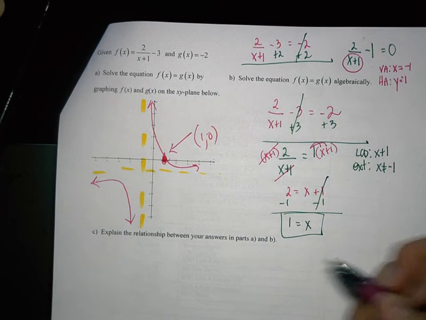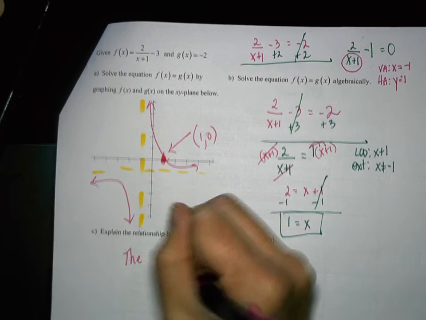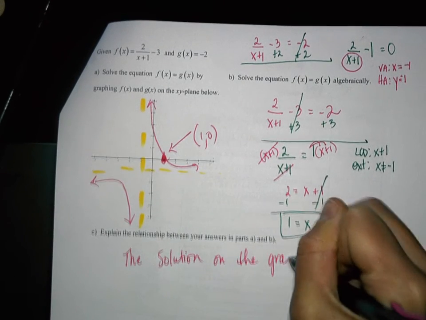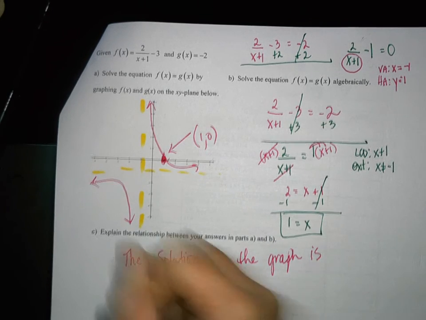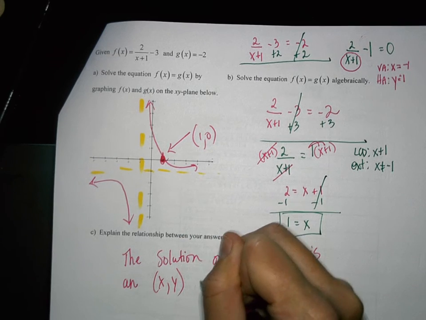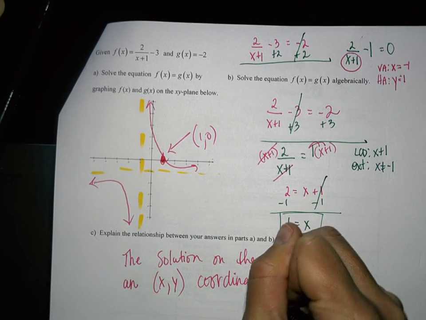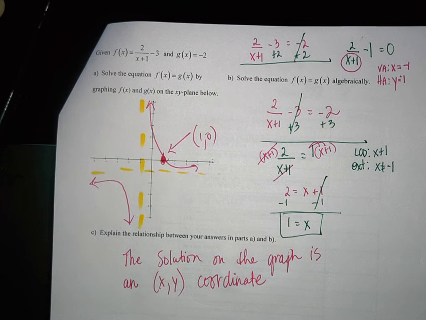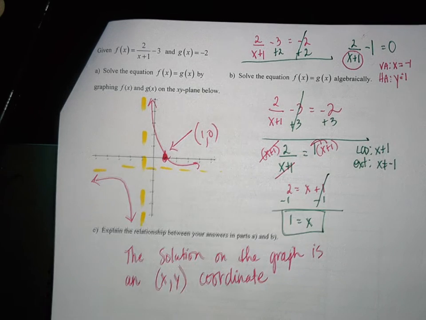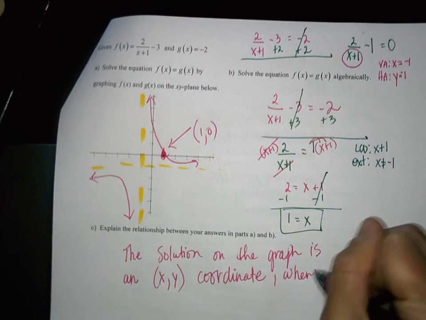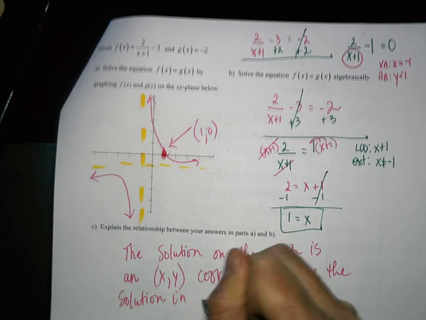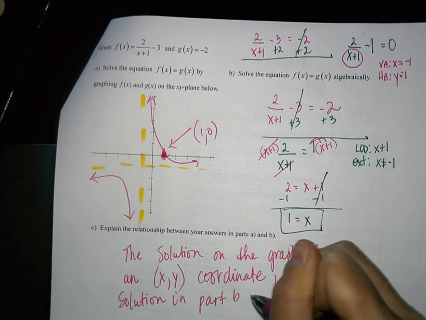The solution on the graph is an XY coordinate. Or you could say the solution on the graph is an ordered pair, or something about it that it's basically two numbers, okay? Where the solution in part B is only the x value.